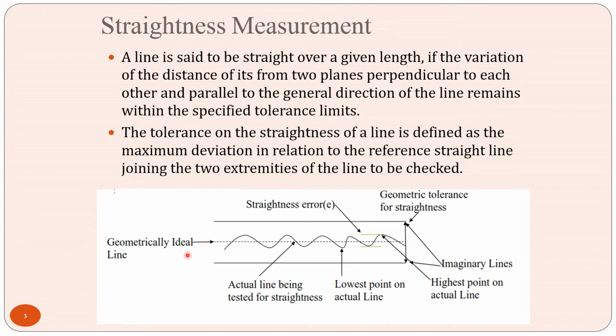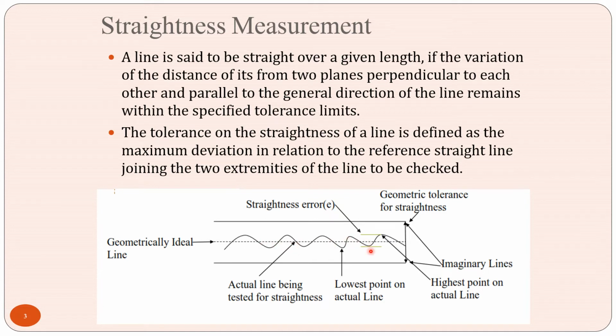The ideal line is denoted by dotted lines like this. We are seeing it as a straight line, but it is not a straight line. If you go through the microscope or other optical instrument, we can see this sine wave. That is, it goes up and down. That is called straightness error.